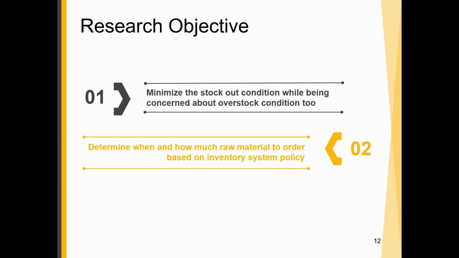Two objectives are set to solve the inventory problems. One is to minimize the stock out condition while also being concerned about the overstock condition. And the other is to determine when and how much raw material to order based on inventory system policies.